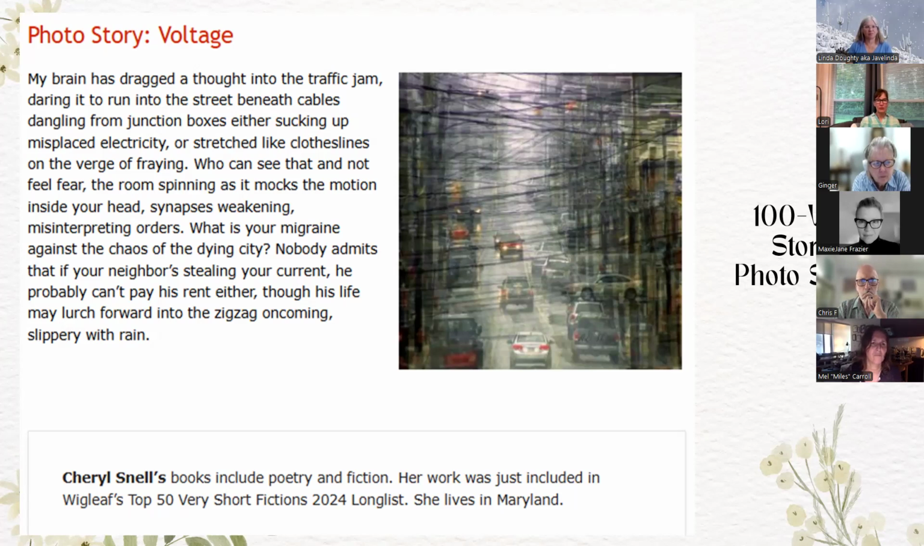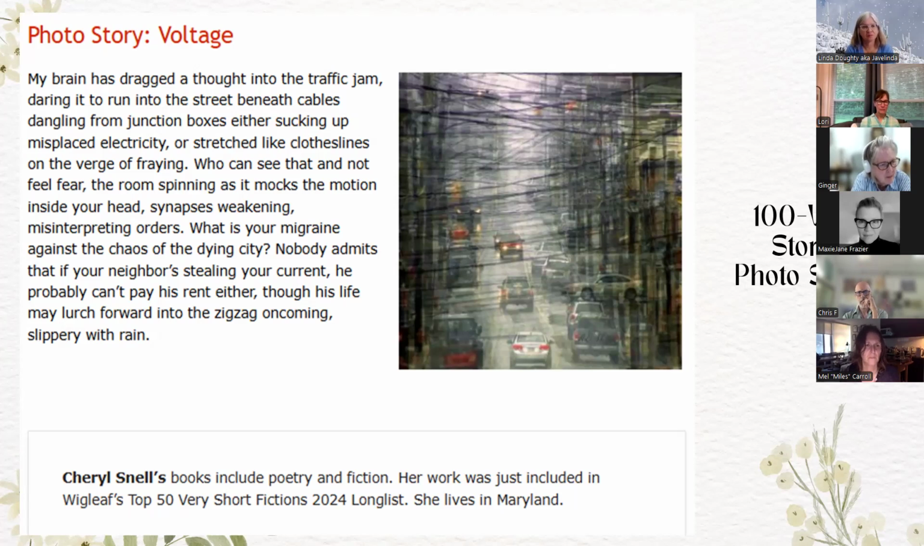Oh, I think so. Just from the very first line, my brain has dragged a thought into the traffic jam. I mean, that just shows it. Yeah. I think it could stand alone, and you wouldn't probably have any idea about these electric cables, about the cars. None of that would be showing, but that's okay because the story rises above it.